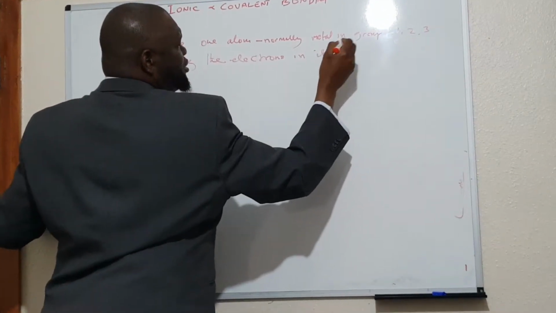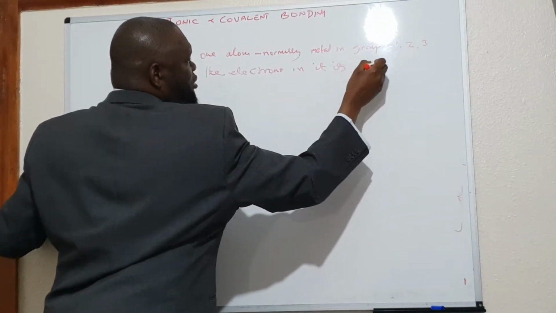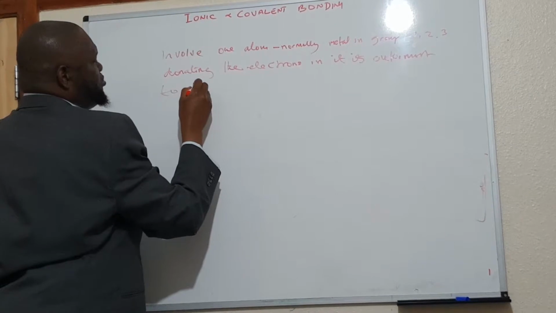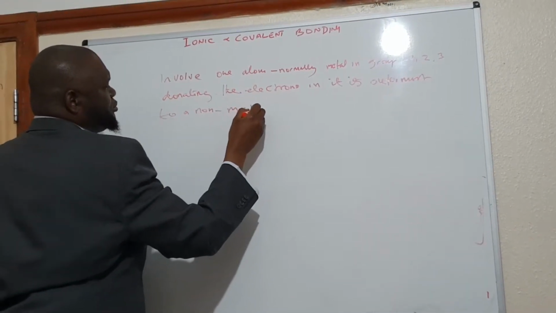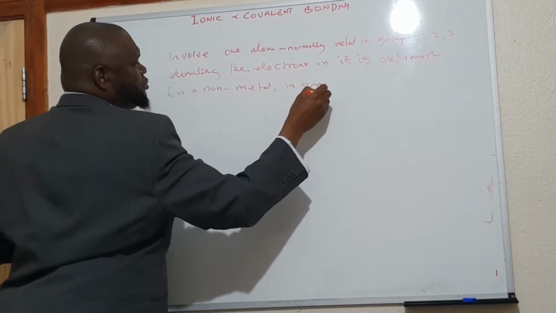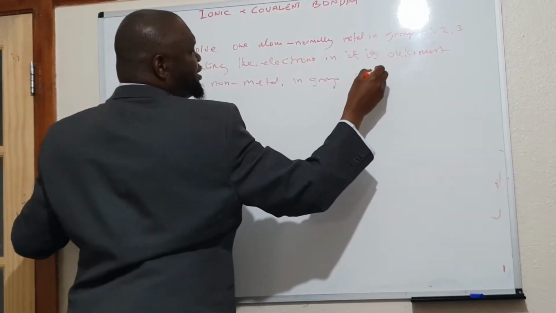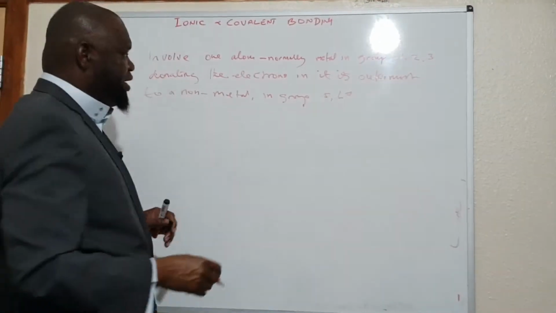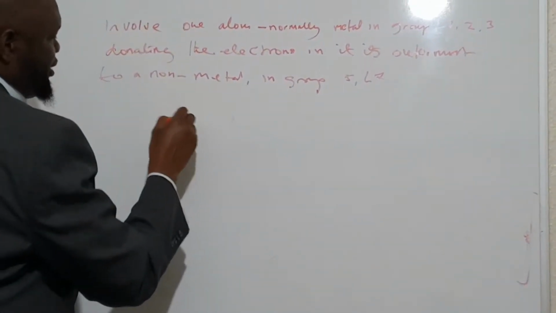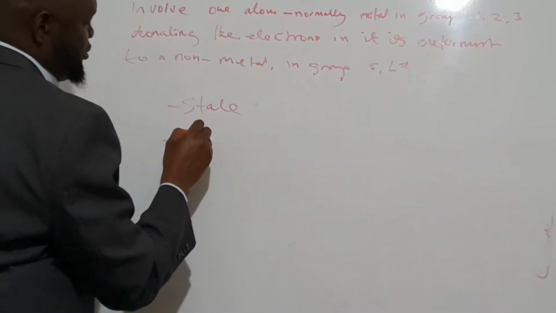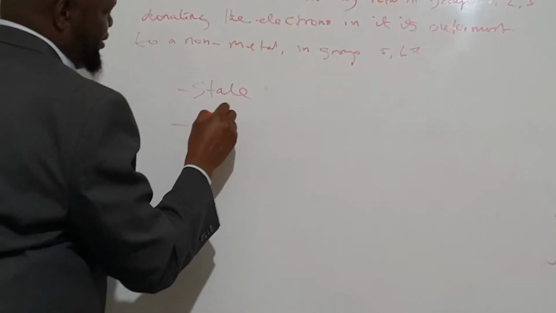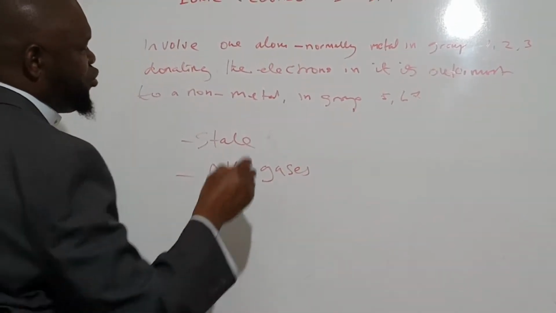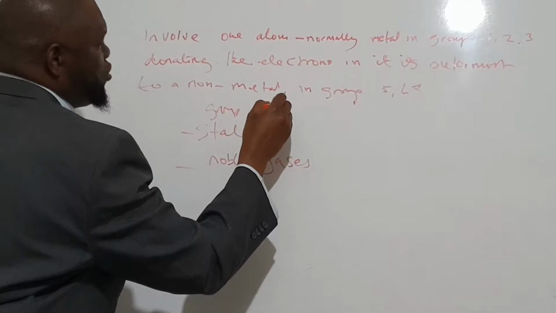In its outermost cell, yes? So, a non-metal in group 5, 6, and 7. Why not group 8? Because group 8, they are called stable. They are called noble gases. And some people call them group 0, some say group 0 or group 8.